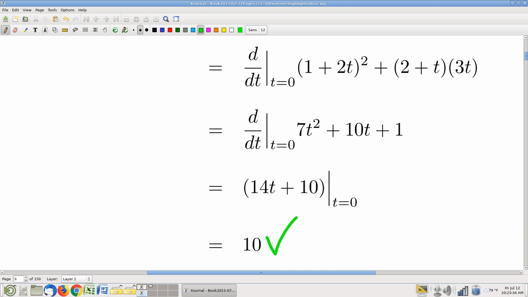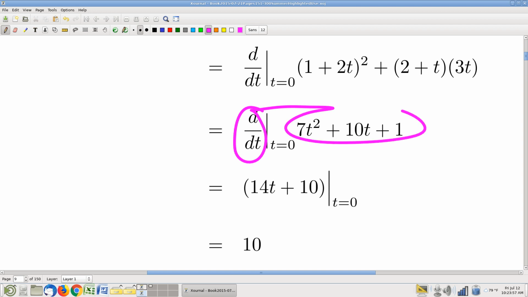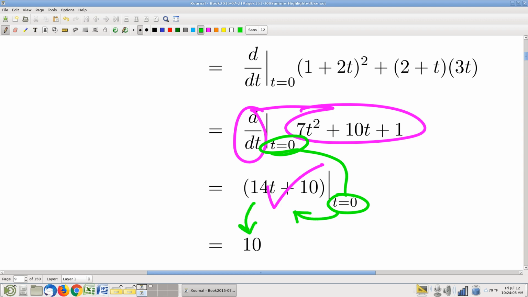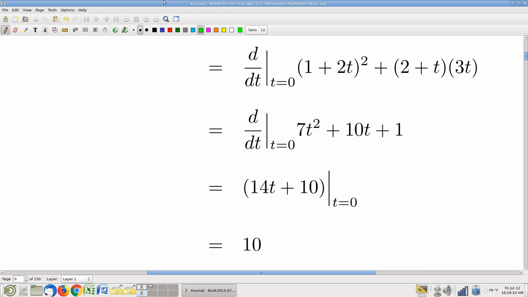Don't forget, I think this is a standard point in Calc 1 classes. You can't plug in t equals 0 first and then take the derivative. That doesn't make any sense, right? You'll always get 0 for one thing, because t is a constant. You'd be taking the derivative of a constant. So anyway, don't step on that little landmine. Occasionally students do that. You have to take the derivative first and then subsequently plug in t equals 0.